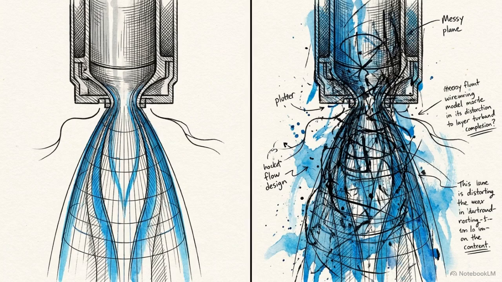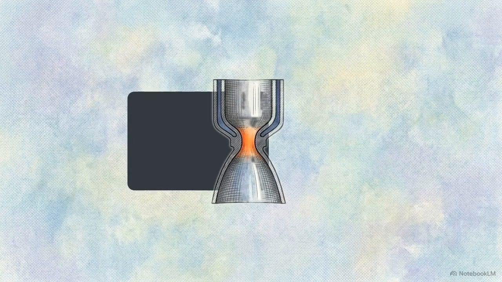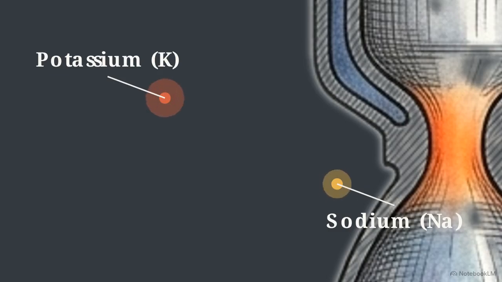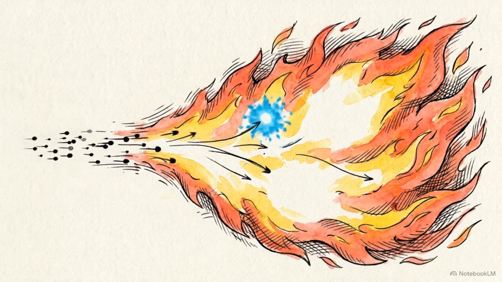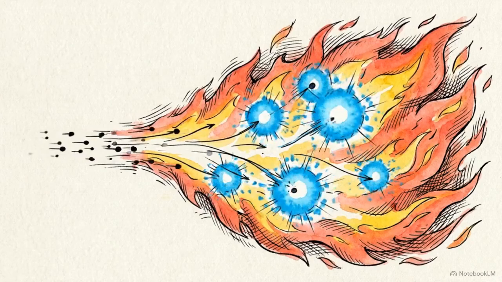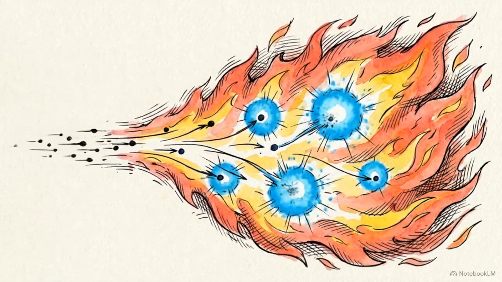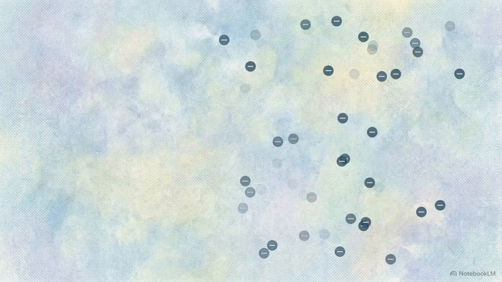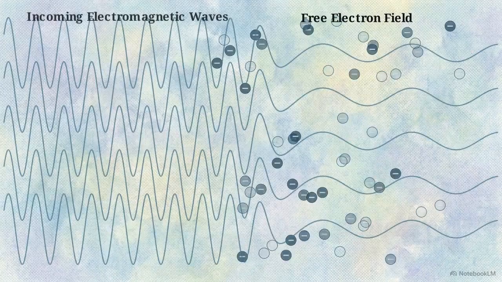Standard time-averaged computational models struggle to accurately resolve these overlapping physical states. The complexity increases because the solid propellant contains alkali impurities, specifically potassium and sodium. As these trace elements pass through the intense heat of the recombustion flame, they undergo rapid thermal ionization. This diagram outlines the experimental sensor array designed to capture the resulting multiphysics data, utilizing simultaneous infrared spectrometry alongside an X-band organolyzer. The ionization process generates a high concentration of free electrons.